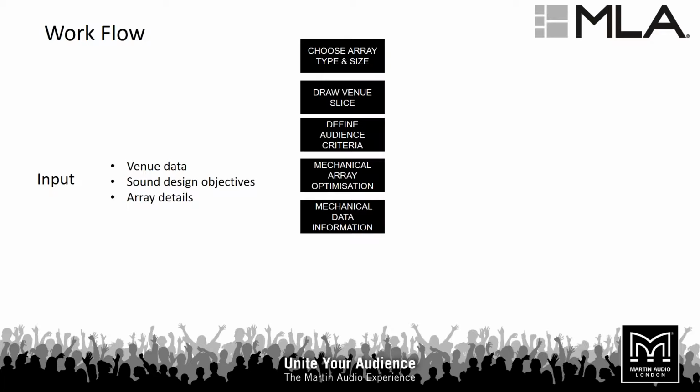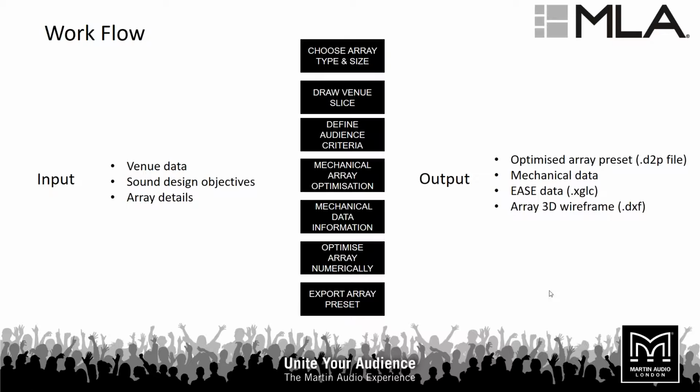We can then check our mechanical data, so we can check if it's safe or not, whether it's passed various safety criteria. We then optimize the array numerically or electronically. We can then evaluate the entirety of the work that we've done, and we can export an array preset, which is a D2P file, which we then upload into VNet. So as you can see, you have an optimized array preset.